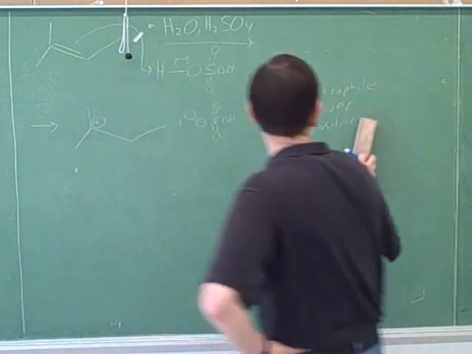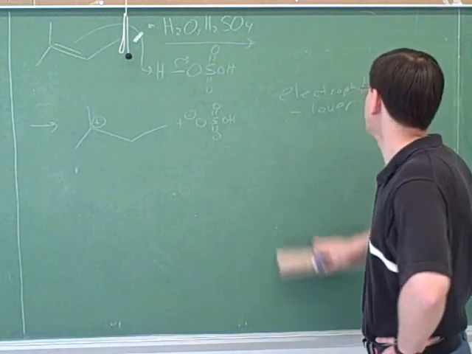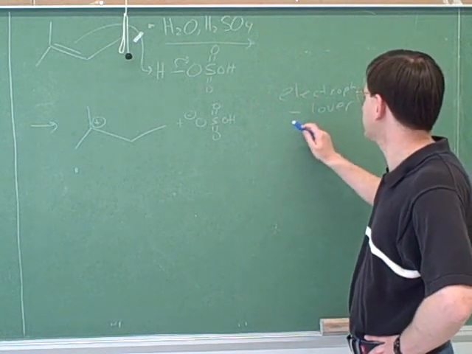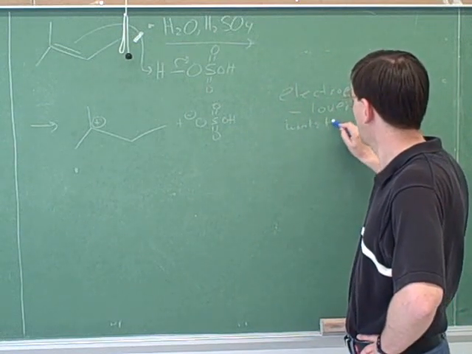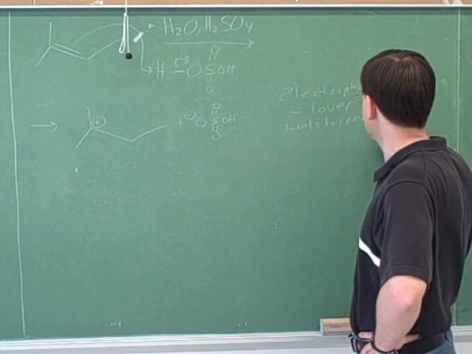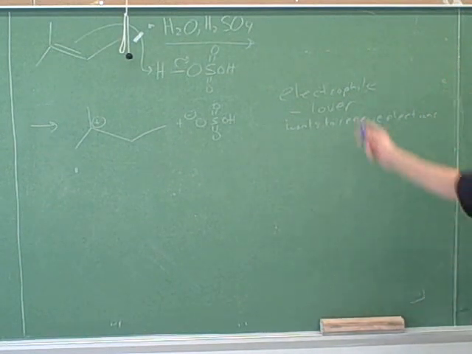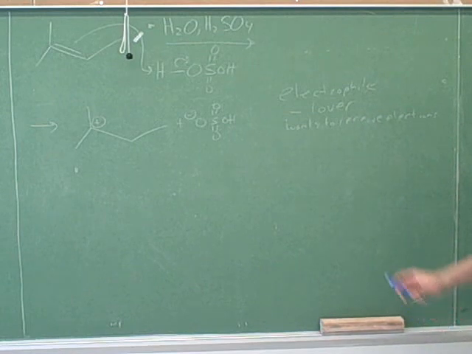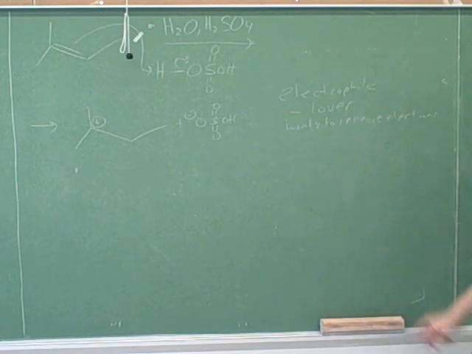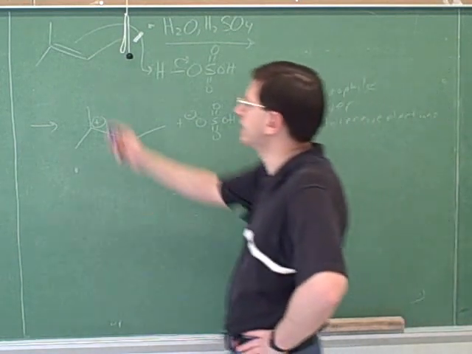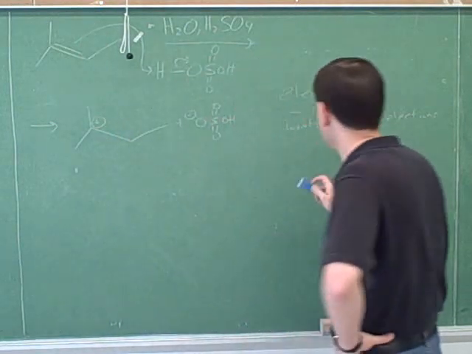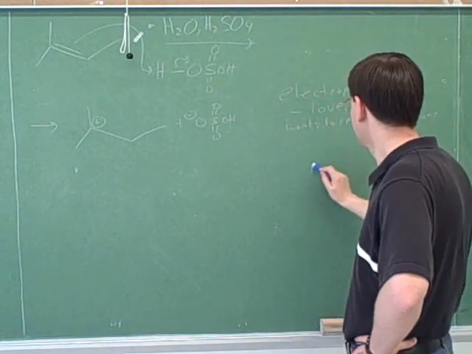Something that wants to react with negatives is something that wants to receive electrons. You can even see that from the name. An electrophile is something that wants to receive electrons. It's a lover of electrons. But this is trying to get rid of its electrons. So it's acting nucleophilically.